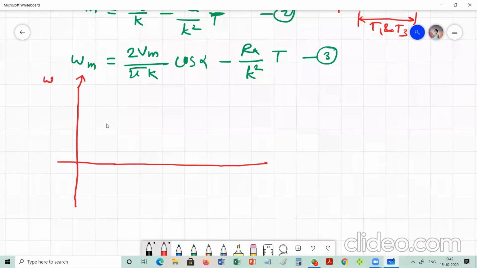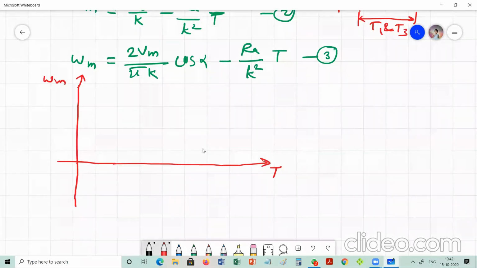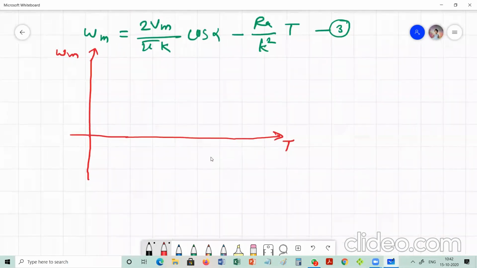Graph of speed versus torque, speed torque characteristic for various firing angles. From equation 3 we have to find out the value of speed when alpha is equal to 0. Consider alpha equal to 0 degree. We put this value in equation number 3, and obviously the starting point on the y-axis.